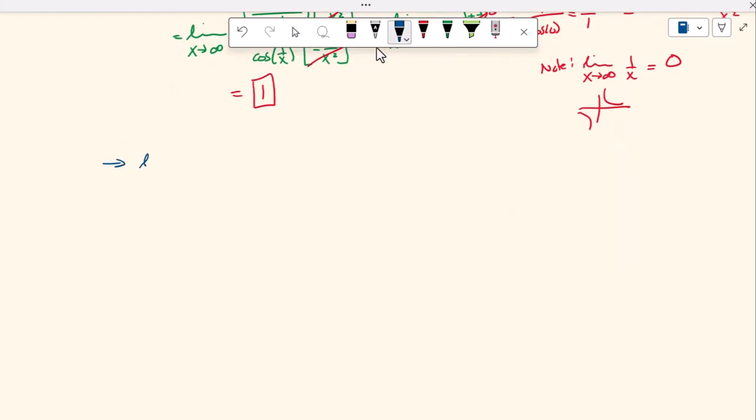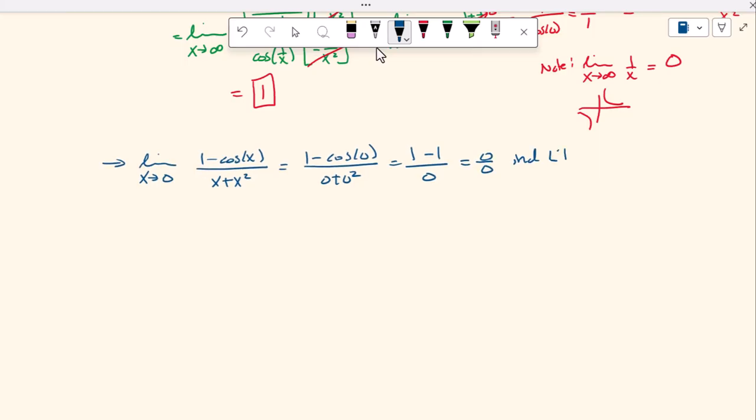Let's look at the limit as x approaches 0 of 1 minus cosine of x all over x plus x squared. Okay, let's go ahead and plug directly in and see what we get. Cosine of 0 is 1. 1 minus 1 is 0 over 0. This is indeterminate, L'Hopital's, which means do more work.